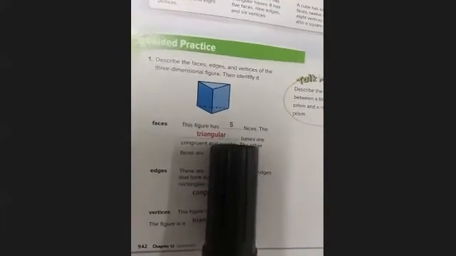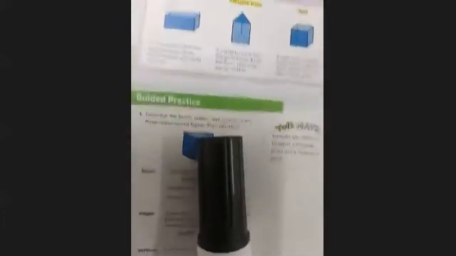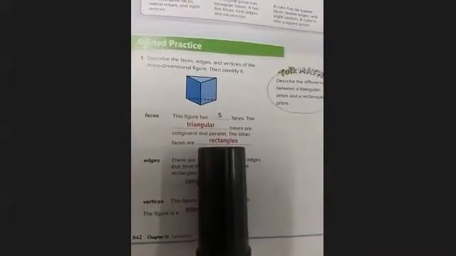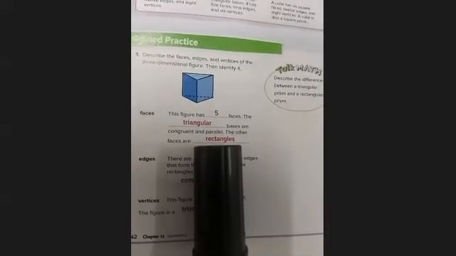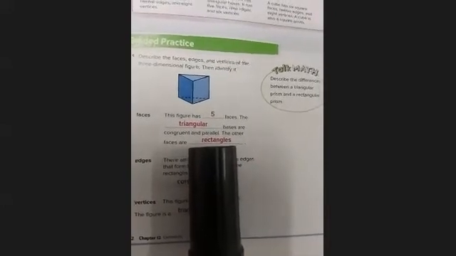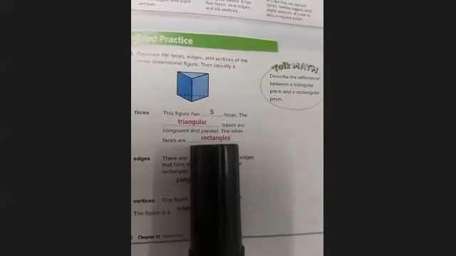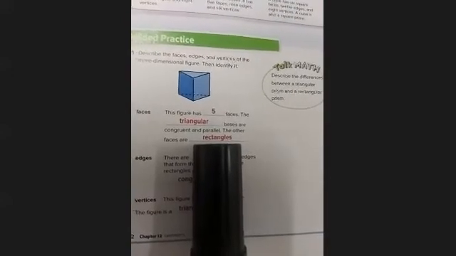The faces around, what are they? What's this face here to the right? What do we call it? Rectangle. So these are the faces. So the figure has 5 faces. The triangular bases are congruent and parallel. The other faces are rectangles.